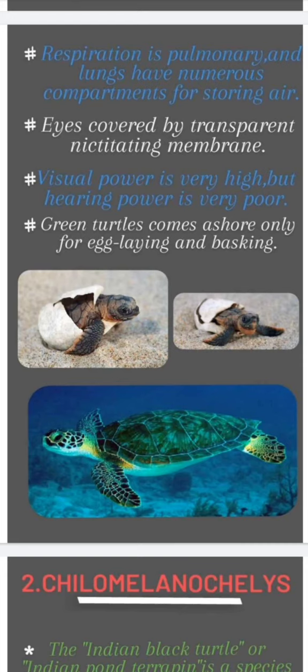Respiration is pulmonary, and lungs have numerous compartments for storing air. Eyes are covered by a transparent nictitating membrane. Visual power is very high, but hearing power is very poor. Green turtles come ashore only for egg laying and basking. Then the female scoops out sand and lays as many as 350 to 600 eggs in a pit and covers them with sand.